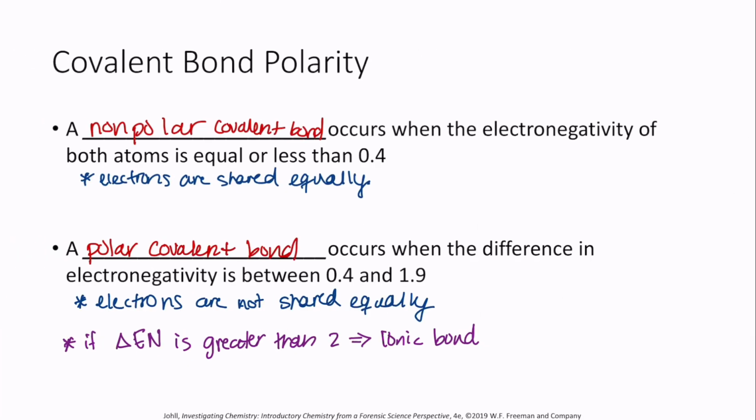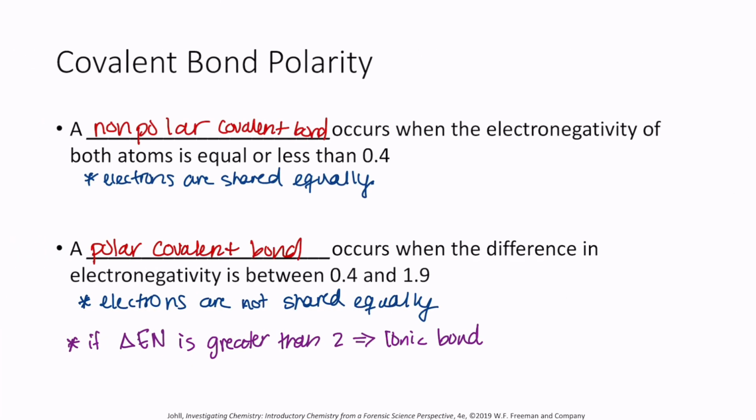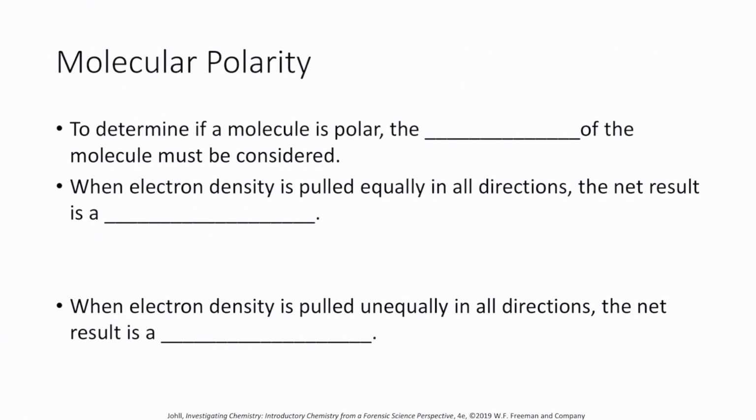I want to be very clear, this is only for bonds. In a molecule, we have a lot of different bonds, but you can determine the bond polarity using this method here. For a molecule, you have to look at the entire molecule. So first you can look at the bonds, and then you can look at all of the bonds within the molecule. And you can't do that without looking at the geometry. So the geometry of the molecule has to be considered.